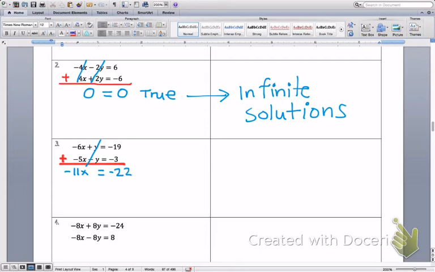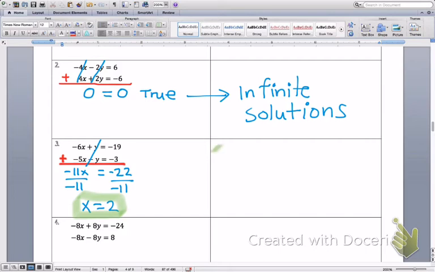And to get x by itself, we divide both sides by negative 11. And x is equal to 2. So we have our x value solved for. Now we're going to do step 3 in our step 1 through 4 and plug the 2 into either the first equation or the second equation. I'm just going to pick the first equation.